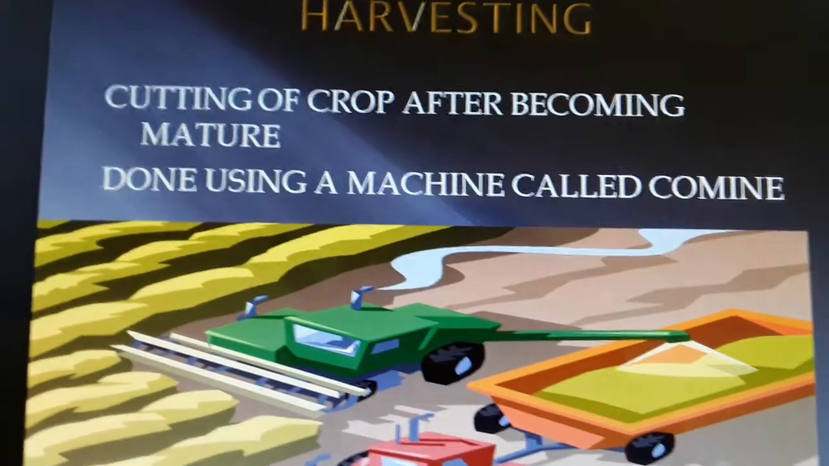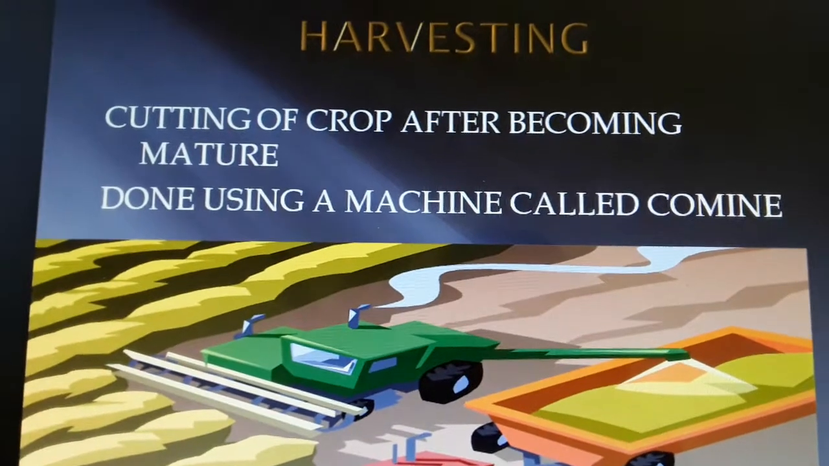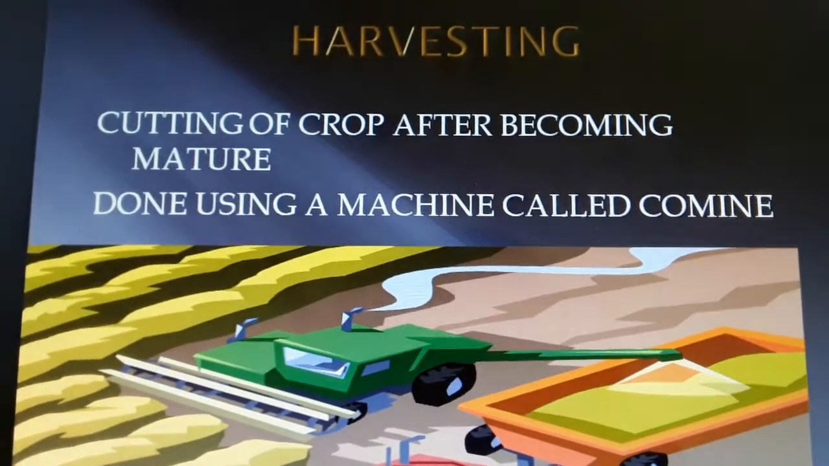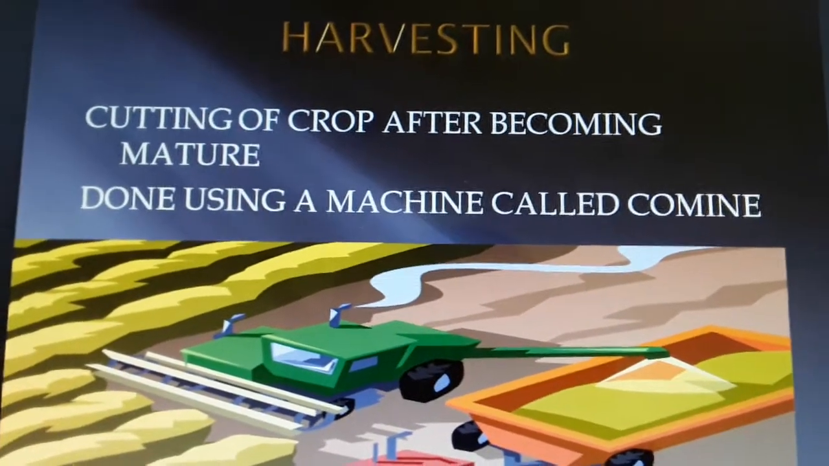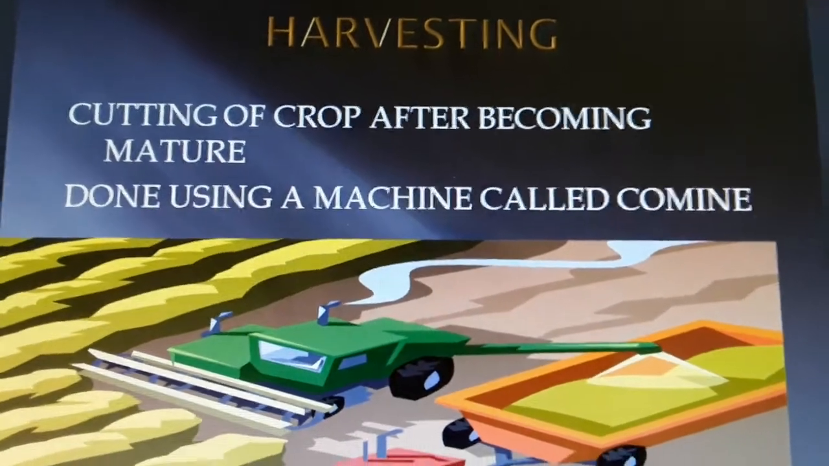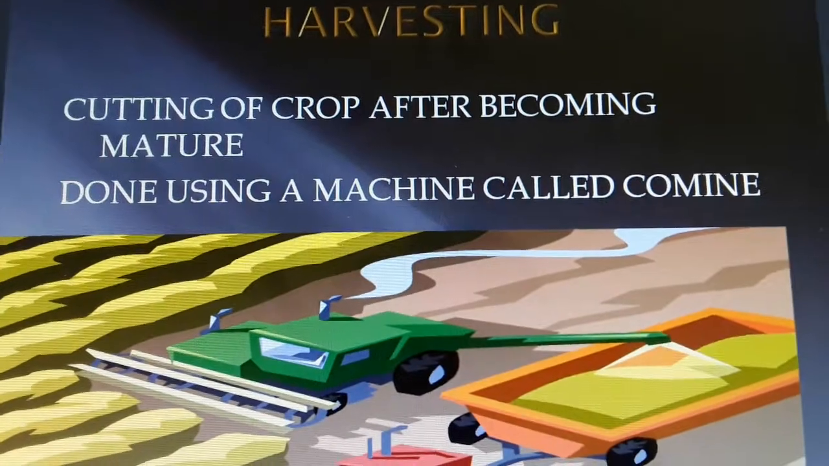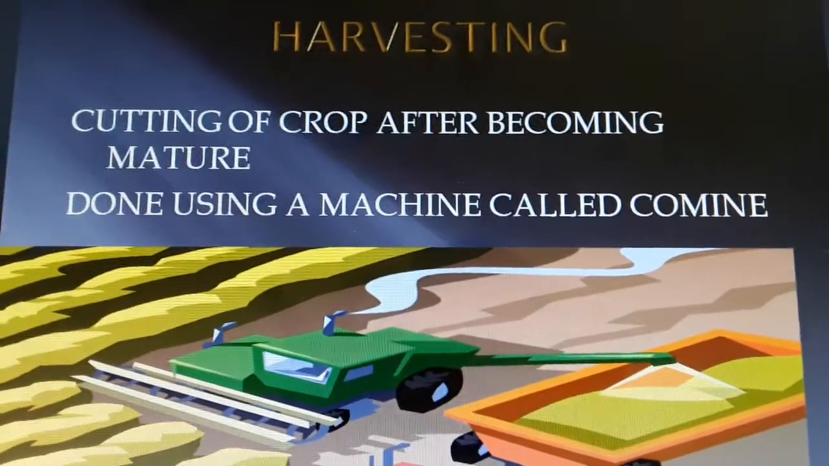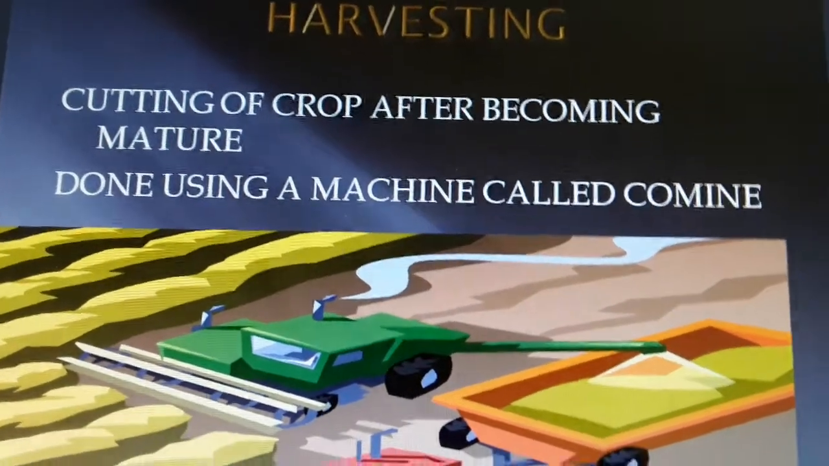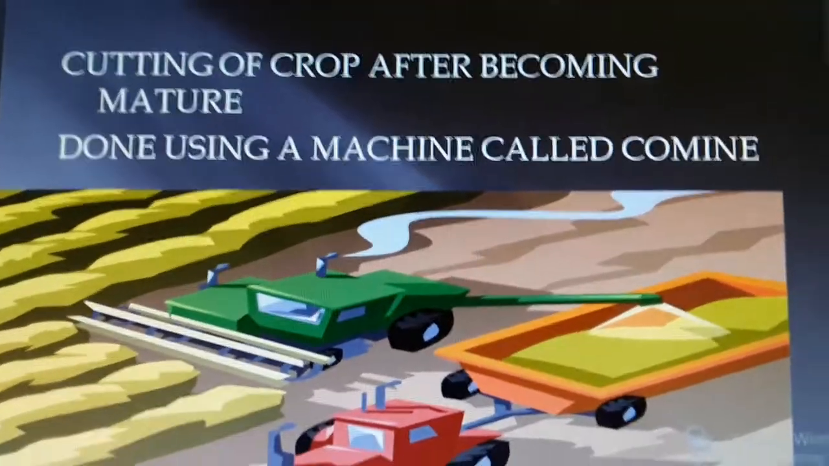For example, you could take a flowering plant, a rose plant. This rose plant will have a bud. Then it will bloom. Then you will pluck it so that you could have it in your hair. Like that, cutting the crops after they become mature is called harvesting, so that you can feed on these crops. This is done manually and even using a machine called a combine.